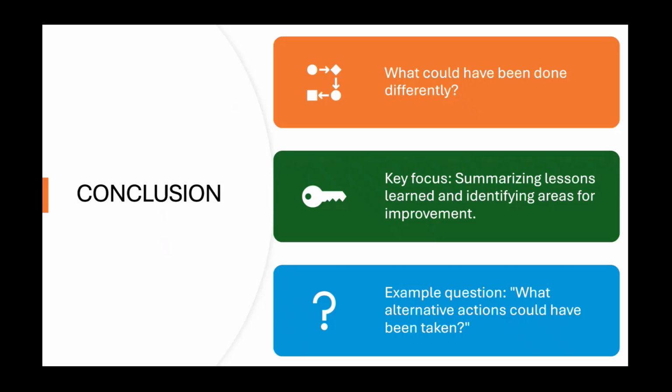The key focus here is summarizing lessons learned and identifying areas for improvement. What alternative actions could have been taken? What could you have done potentially to think about having your teamwork in a different way? What could you have done differently? Could you have done something at the start when the team allocations were made? So what alternative actions could have been taken?